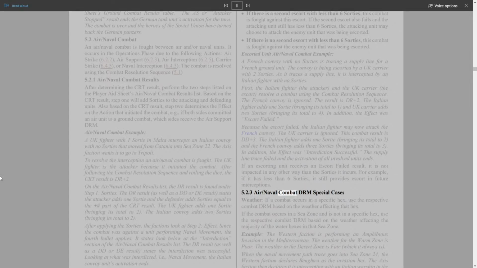5.2.3 Air Naval Combat DM Special Cases: Weather. If a combat occurs in a specific hex, use the respective combat DM based on the weather affecting that hex. If the combat occurs in a sea zone, and is not in a specific hex, use the respective combat DM based on the weather affecting the majority of the water hexes in that sea zone.